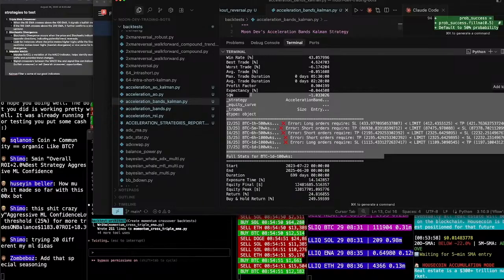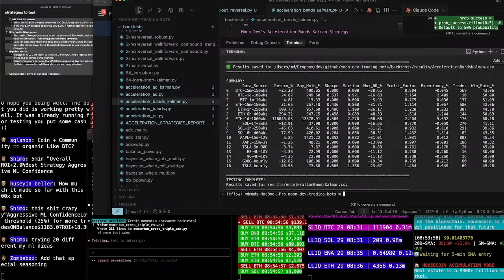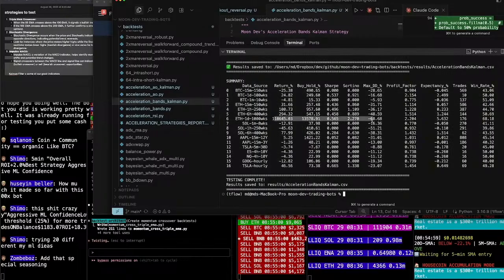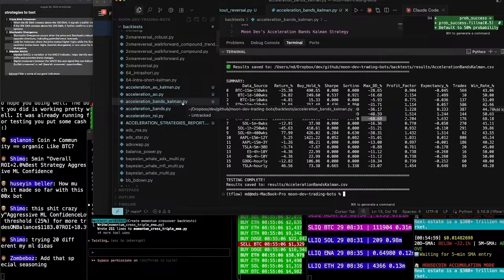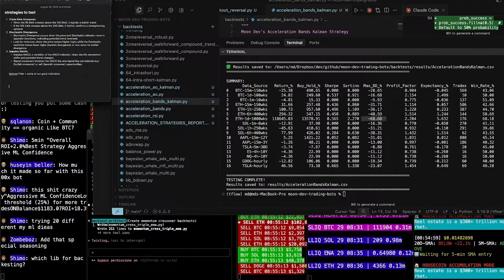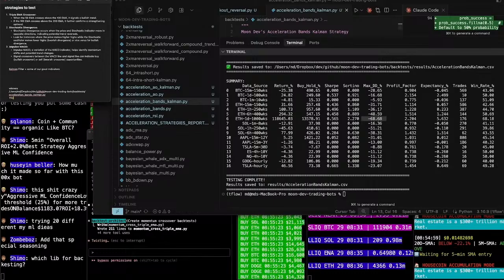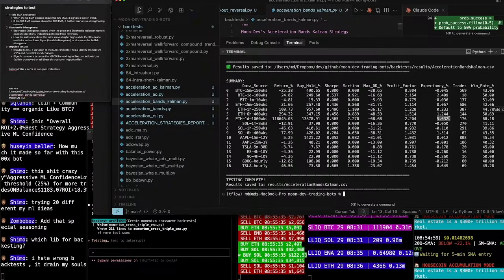Got a bunch of errors here on the Kalman. Okay, here, good strat. Sortino is 2.27. So acceleration bands, Kalman. Winners. And this would be 1,000% ROI, using backtesting.py. Expectancy is 5.6, so that's pretty high.